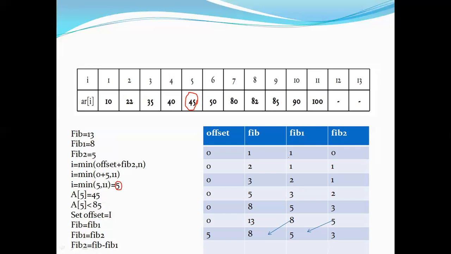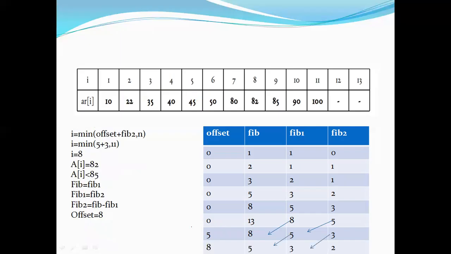Instead of doing the earlier type of operation, here we need to do this operation. We are transferring the 8 to here and 5 to here. 8 minus 5 we need to calculate, that is equal to 3. So here offset is equal to 5. Once we find these values, again we need to calculate the I value with these new values. So here I is equal to minimum, same formula, offset plus fib2 comma n. What is the offset? 5 plus 3 comma 11. So here I is equal to 8.